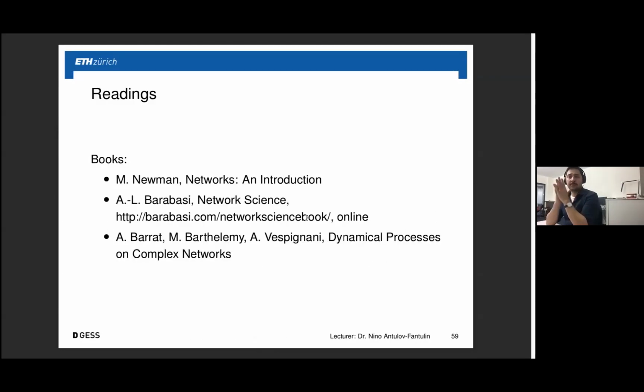Okay, with respect to reading, I would recommend three books. Networks: An Introduction from Mark Newman. There is a nice online book, Network Science, from Albert-László Barabási. There is also a nice book co-authored by Vespignani, called Dynamical Processes on Complex Networks. And with these three books, you can actually pick up and learn more about the topic.